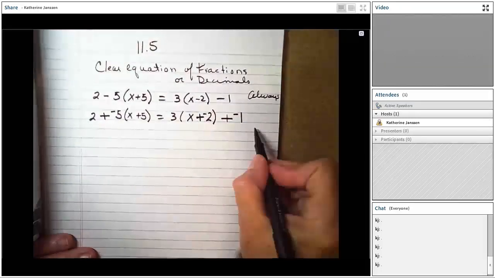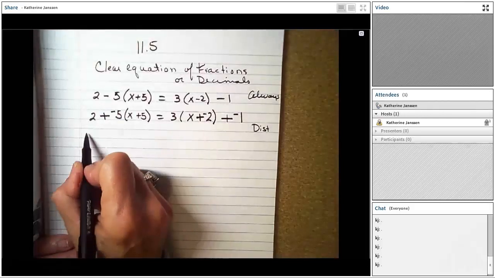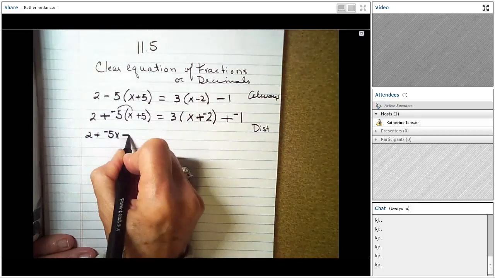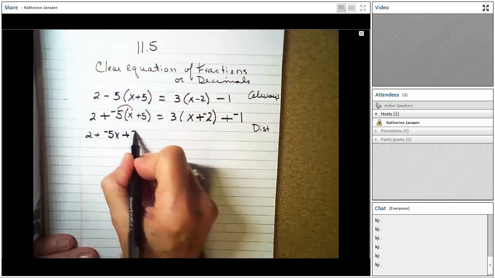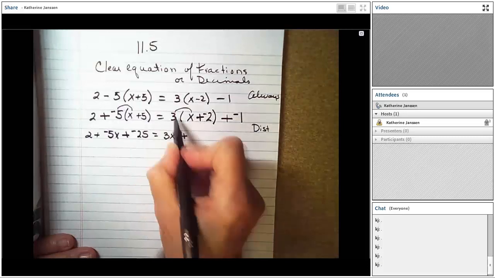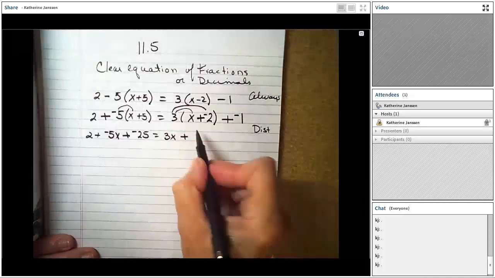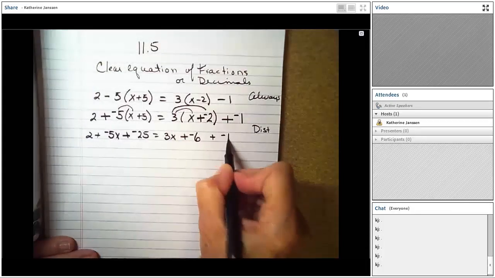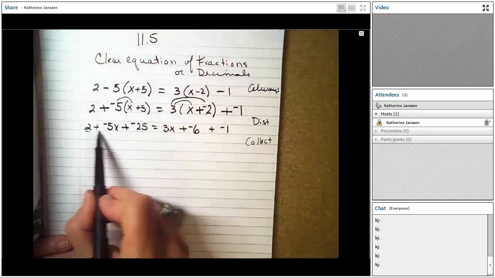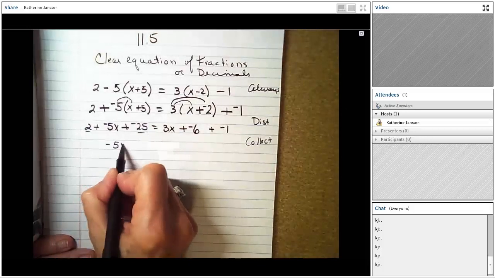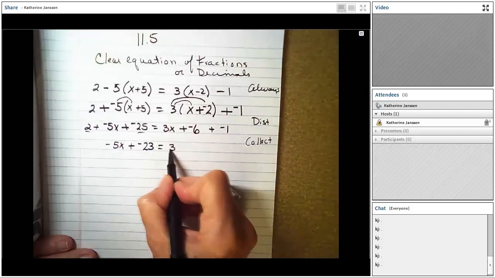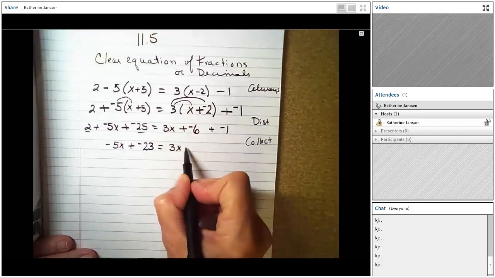Now I can expand by using the distributive property. 2 plus a negative 5 times x would be a negative 5x, plus a negative 5 times 5 would be a negative 25. 3 times x is 3x, pick up your sign, and 3 times a negative 2 would be a negative 6, plus our negative 1. We can do some collection now of like terms. Here's a constant and a constant, so I have a negative 5x plus a negative 23. I have a 3x and a negative 6 plus a negative 1, it'll be a negative 7.